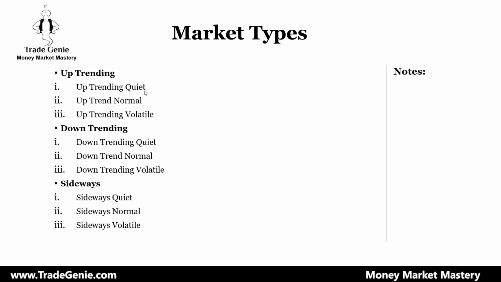So uptrending quiet: the market moves up and up and up, and the volatility subsides. When the volatility subsides and the market is moving up and up, there is a fortune to be made if you have the strategy of not catching at the top. So have trend trading strategies along with support and resistance.